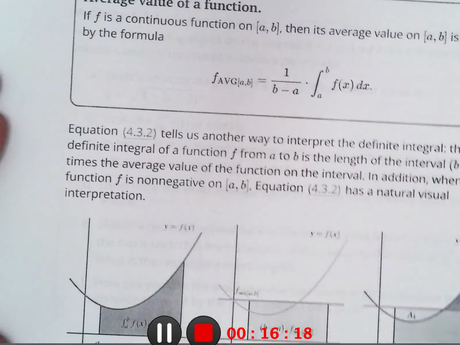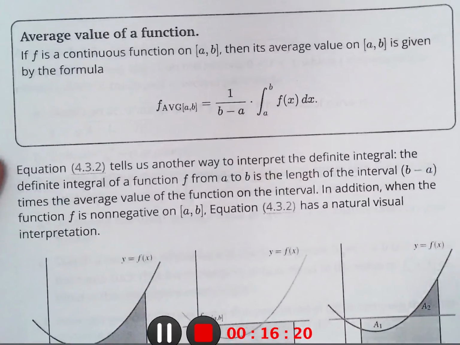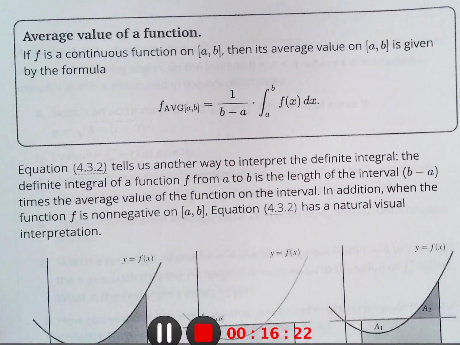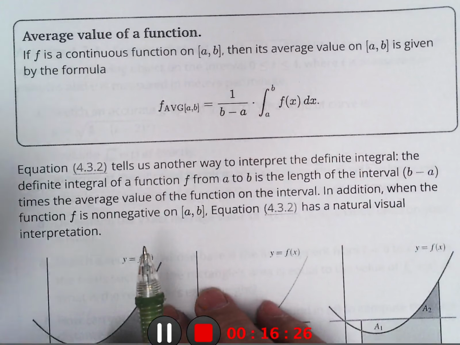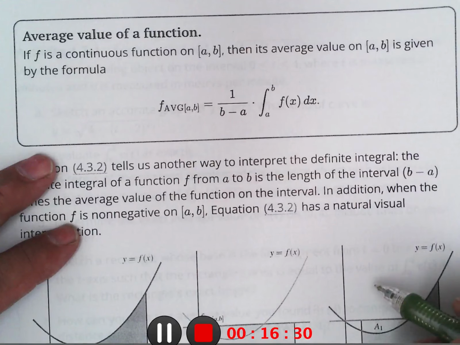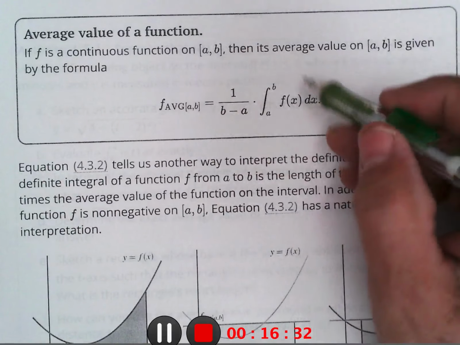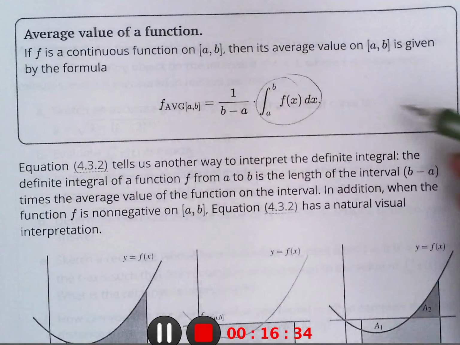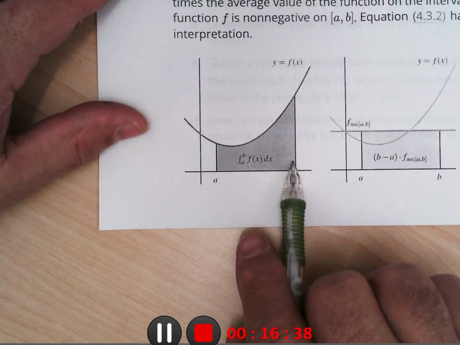All right. Finally, what's average value? Now, they go through a lot of mathematical stuff, but I want you to understand it in common sense terms. So this is the area under f of x. Now, they make a picture that looks like this. And so it would be this area.